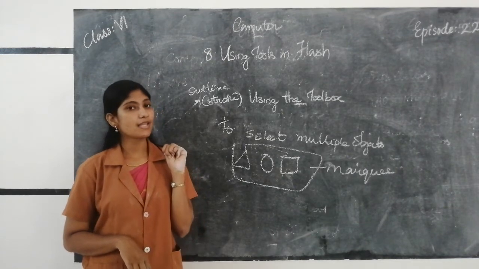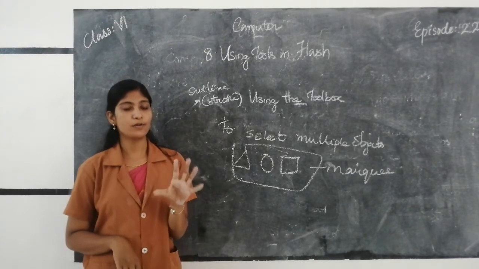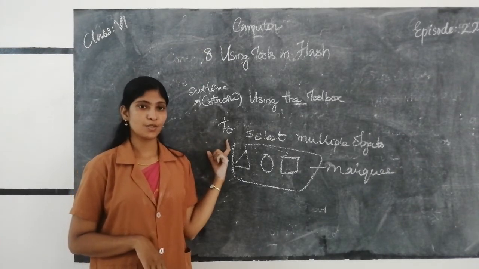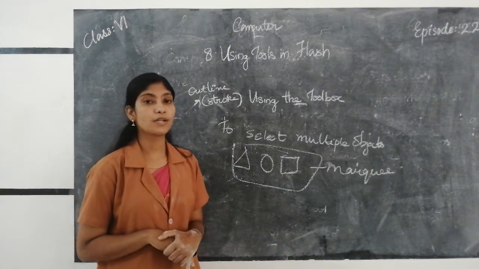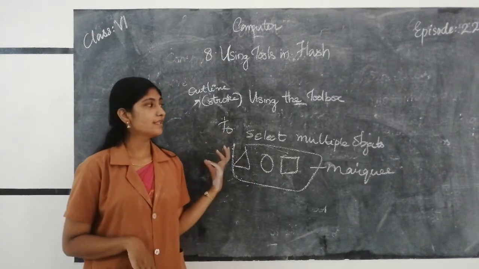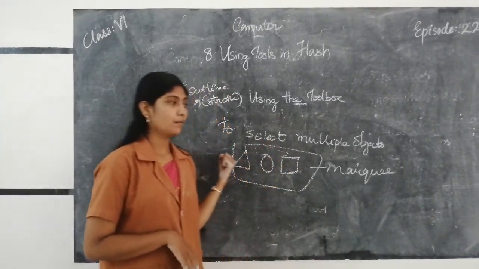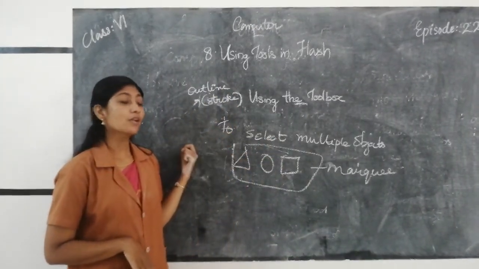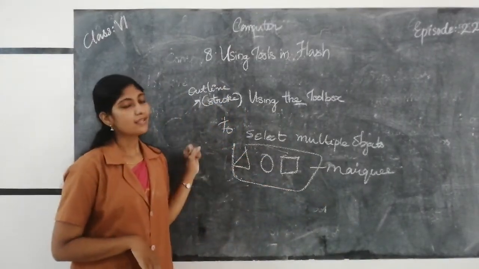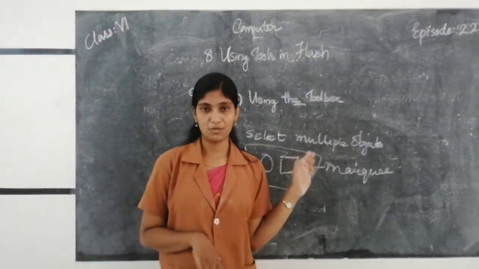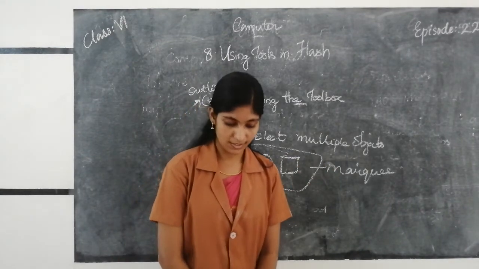The second one is how to select the outline or stroke part. For that, first click the selection tool, then click the outline or stroke area. So the outline area will be selected. And the third one is how to select multiple objects. For that purpose, just click on the selection tool and then drag a marquee around the multiple objects you want to select. Then these objects will be selected automatically. So these are the three ways for the selection tool.